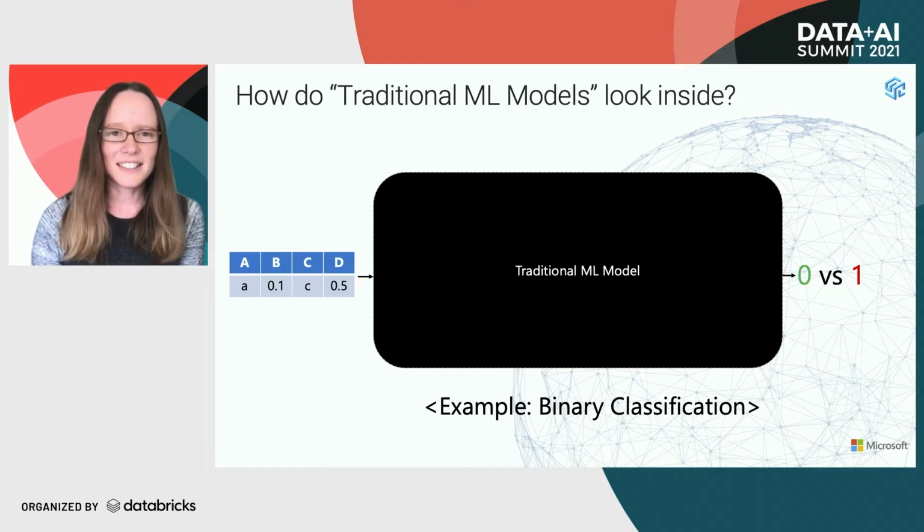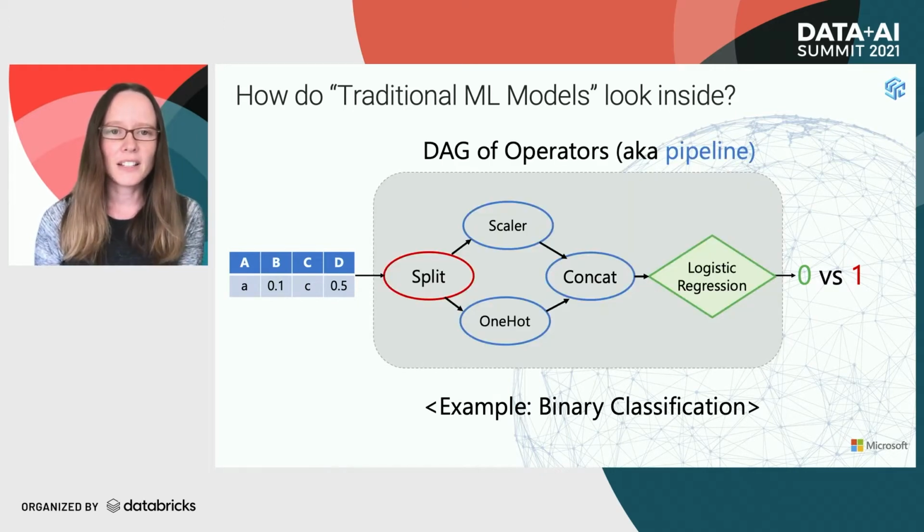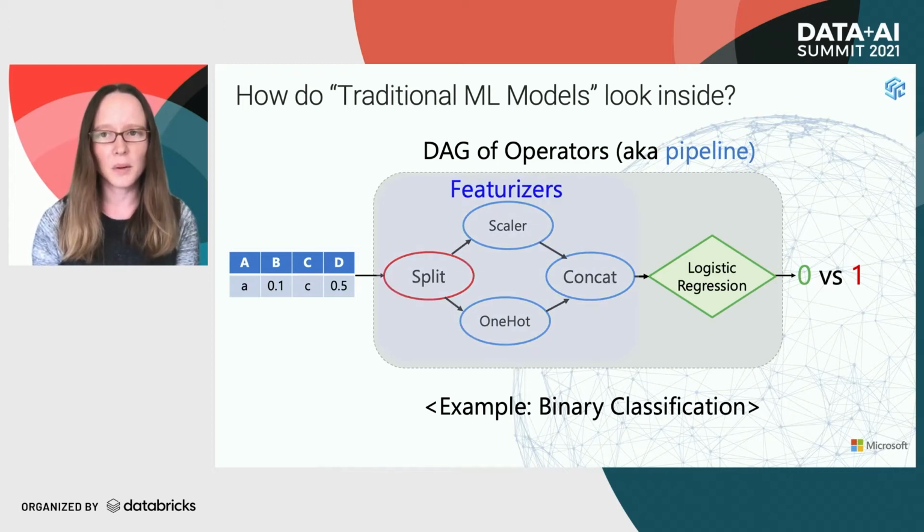So looking inside, we have a DAG, a directed acyclic graph of operators. You may have heard this called a pipeline. On the left, there's a bunch of featurizers, which are going to do some processing of the data. And on the right, we have the predictor, which is going to actually output the prediction.